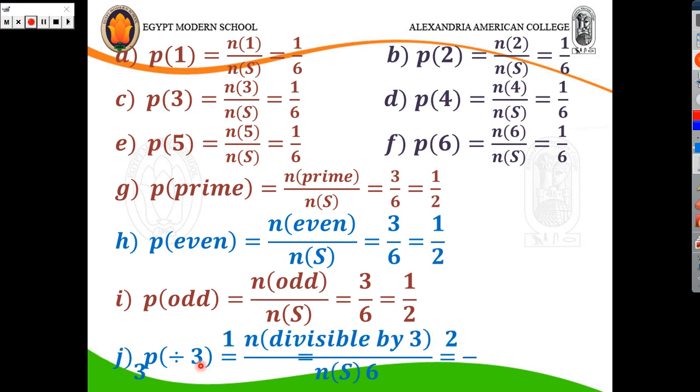Probability of divisible by 3. Which numbers are divisible by 3? We have 3 and 6. 2 numbers, 2 over 6 equals 1 over 3.